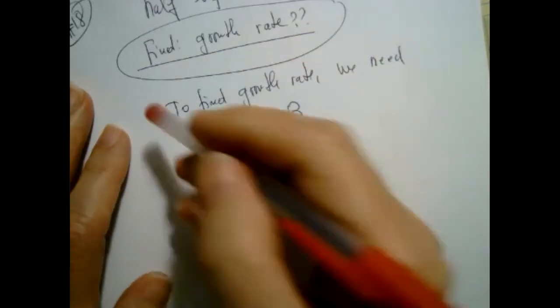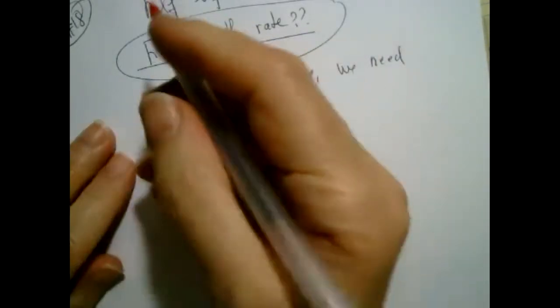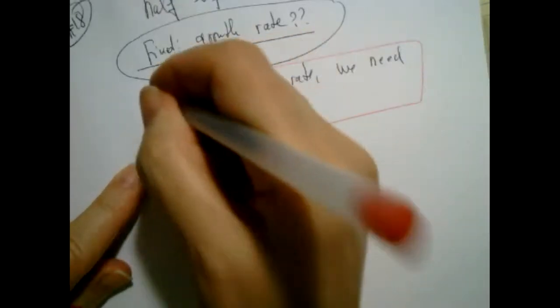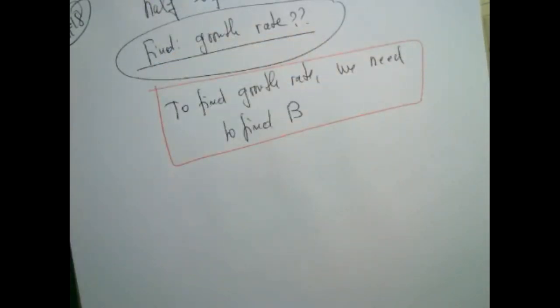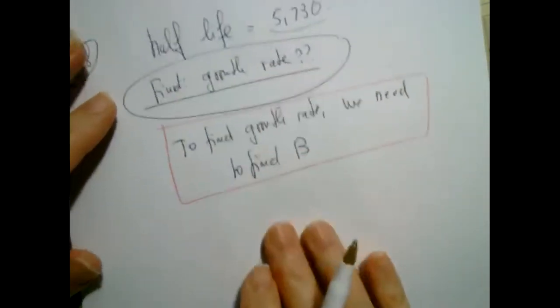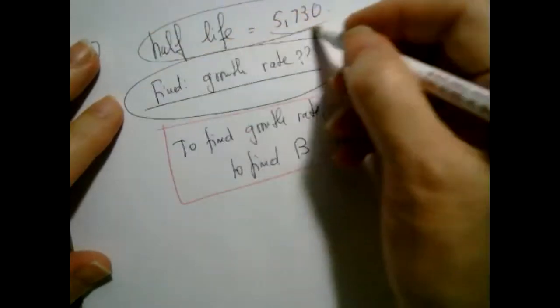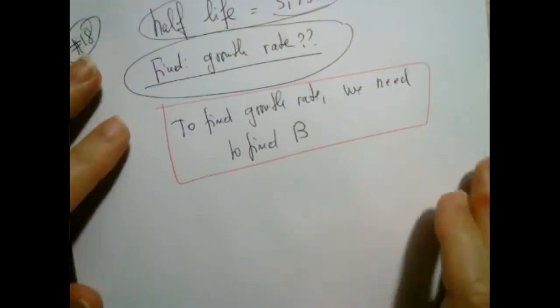Okay, and then once I have the B, then I can find how fast it is growing, by what percent. Now, to find the B, they have to give me something. So let's see how we're going to find it.